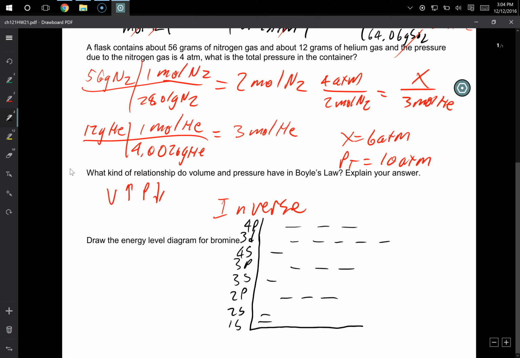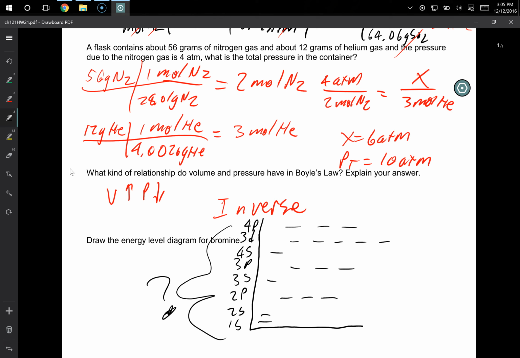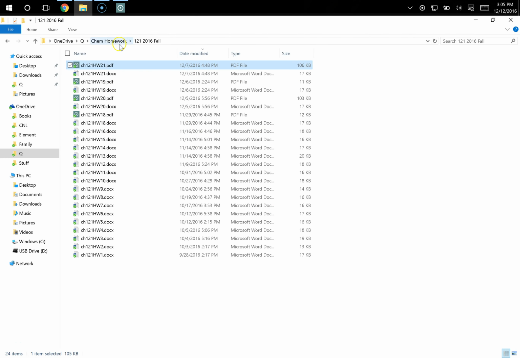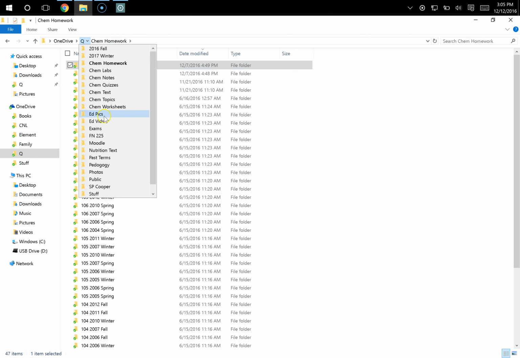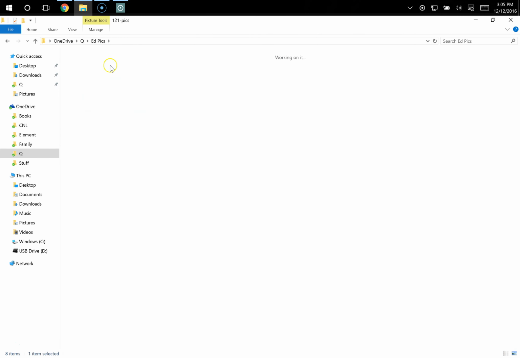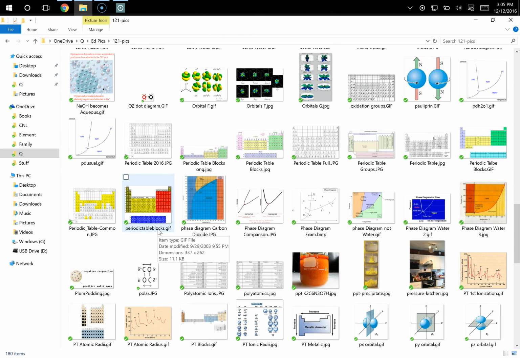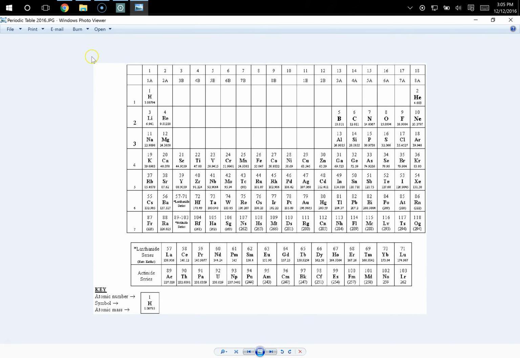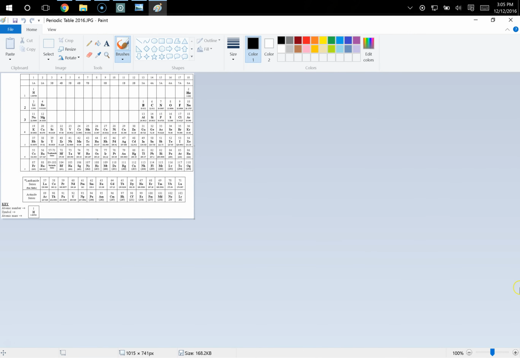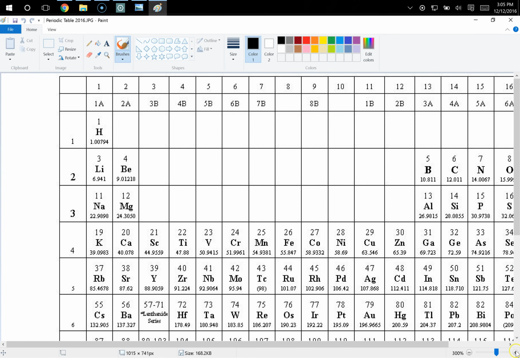How do I know this order? You have a triangle thing. That's a way. That's definitely not my favorite way. Yeah, not mine either. Oh, I think it turned it in. Let's open this in Paint.